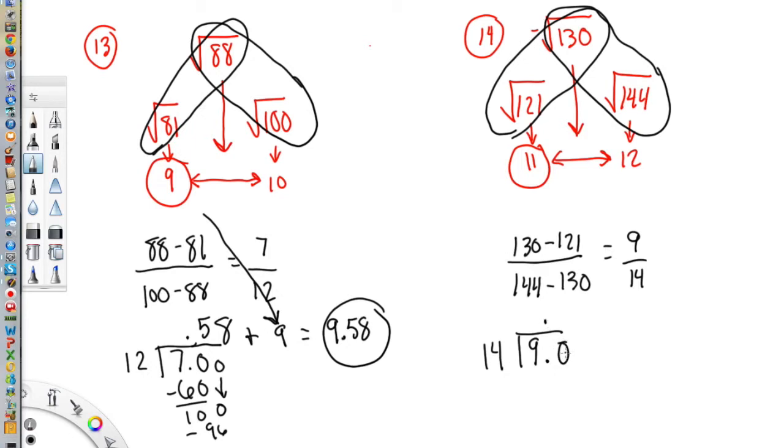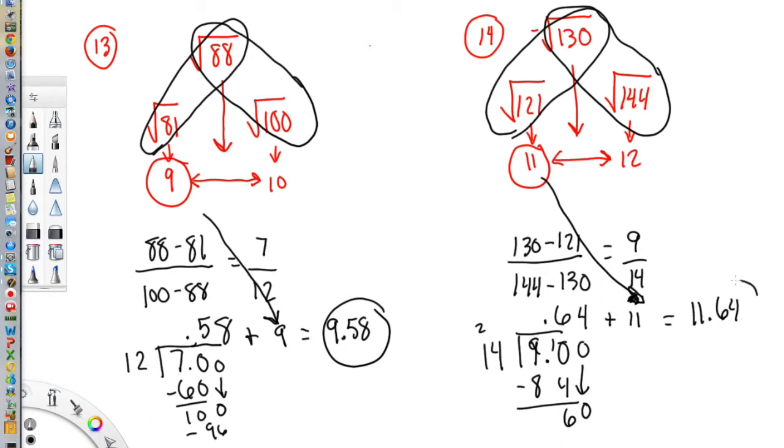14 will not go into 9, but it goes into 90 6 times. 6 times 4 is 24. Carry the 2. 6 times 1 is 6 plus 2 is 8. I subtract. I get 6. I bring another 0 down. 14 goes into 60 approximately 4 times, and I can stop there. I have 64 hundredths. What do I do with that 64 hundredths? I add 11 to it. So my answer is 11 and 64 hundredths.